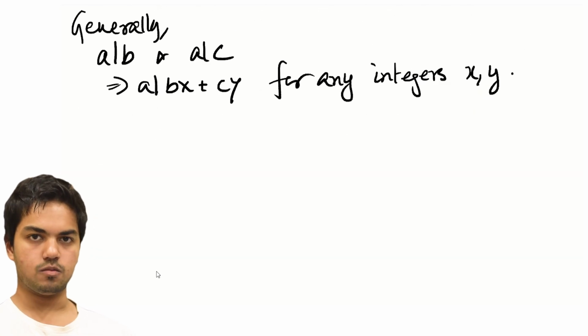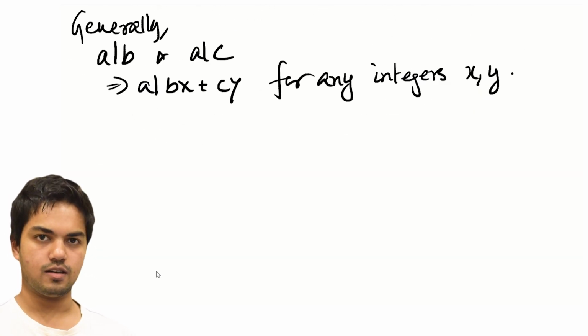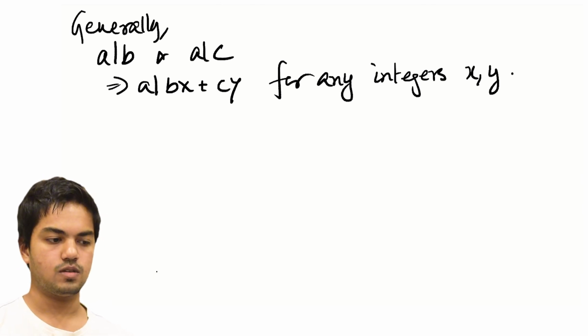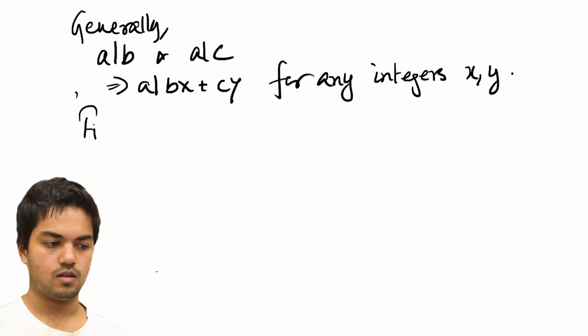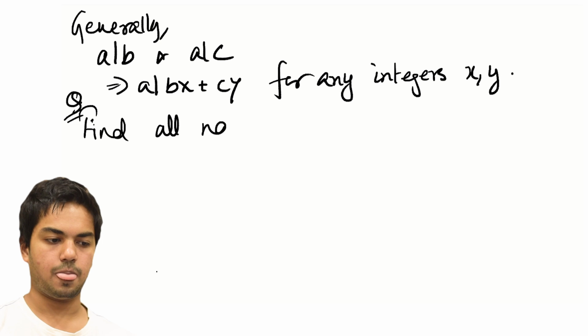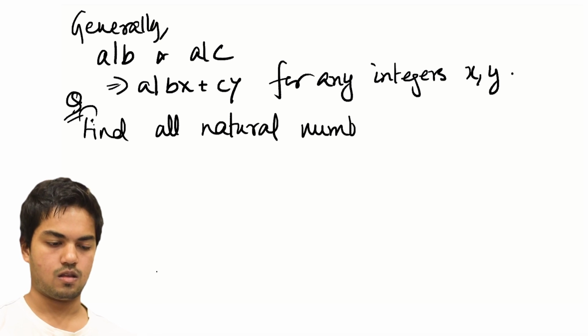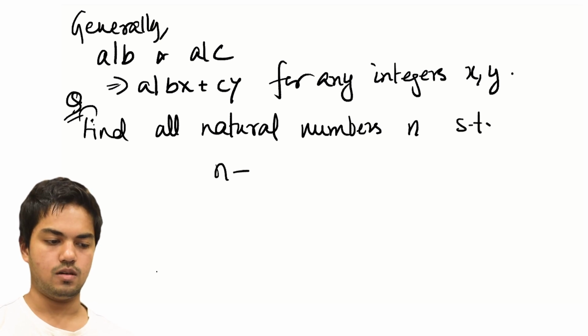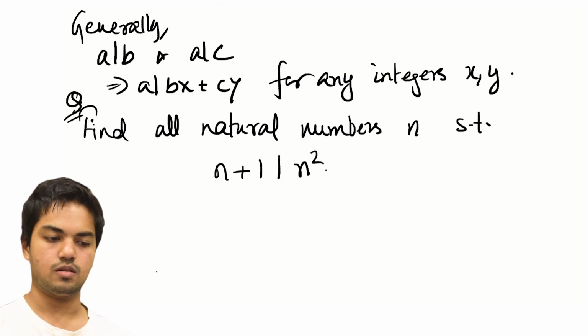Let me give you a quick problem to solve here so that you can get comfortable with something like this. This is a very classic and very simple problem from Olympiad number theory, which is: find all natural numbers n such that n plus 1 divides n squared plus 1.